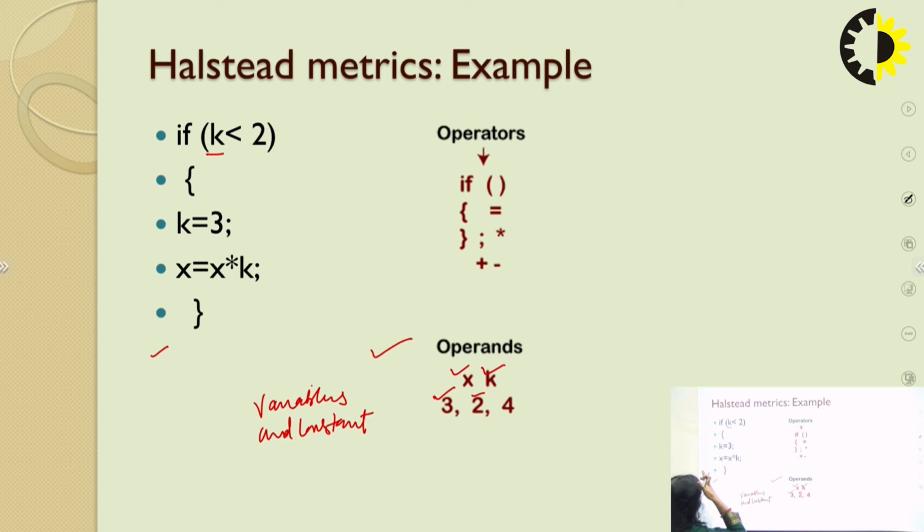So these are the operands here: x, k, 3, 2. These are the total operands here.